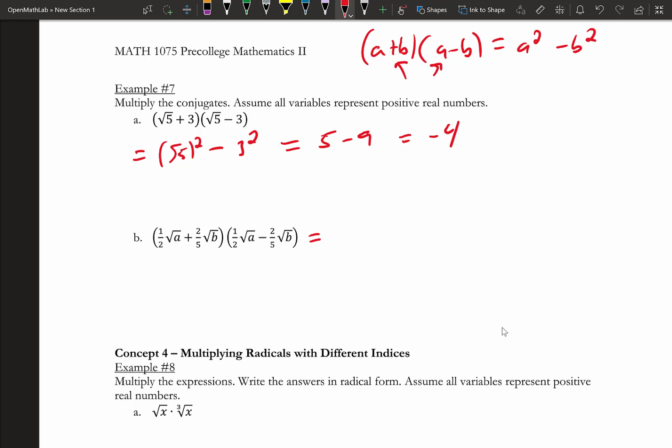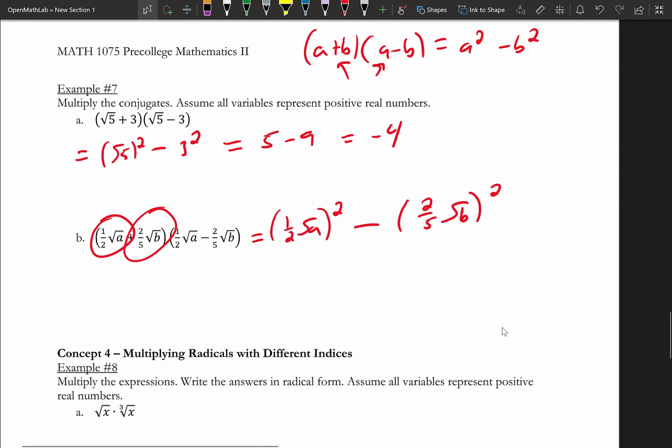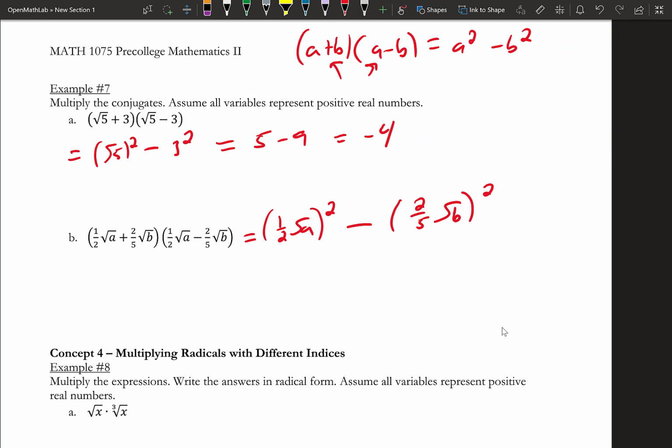So then the next one, same idea, right? I just take this first thing, so 1/2 square root of a quantity squared, and then minus the second part squared, right? So we got to be careful with the exponent rules. So since I have a product of two things being squared, I have to take each thing to the power. So same thing with the next one.